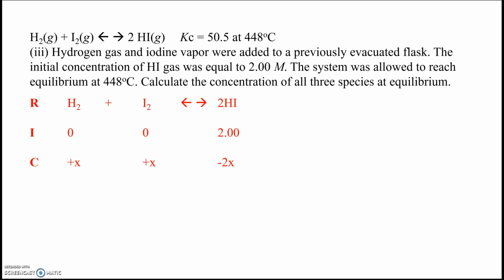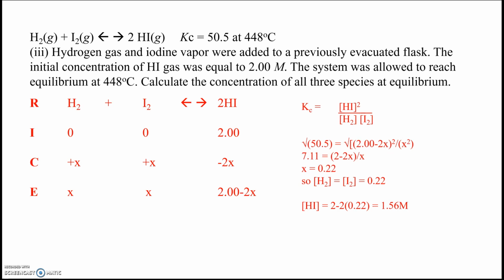We do our change in concentrations. We can see that if all we have is HI, the reaction is definitely going to move to the left. So we are going to form some hydrogen and some iodine. So x and minus 2x from stoichiometry. So our equilibrium conditions will be 0 plus x, 0 plus x, and 2 minus 2x.